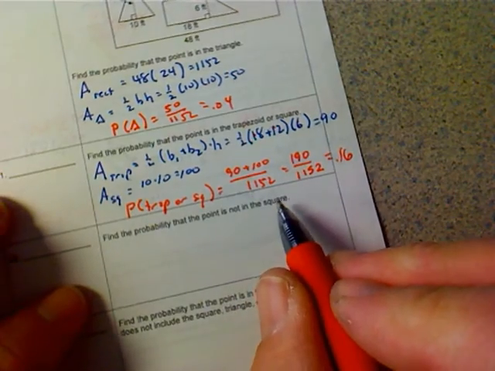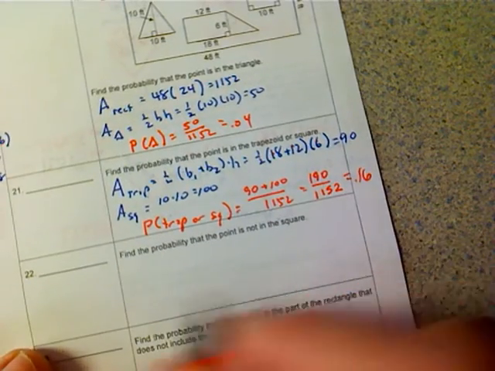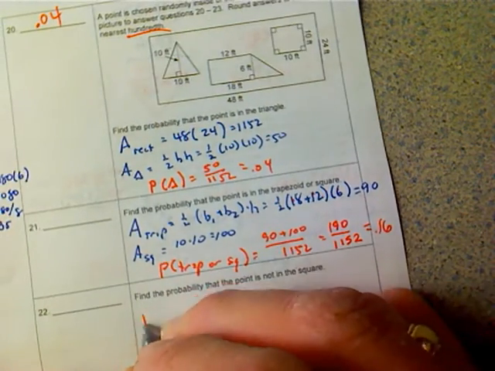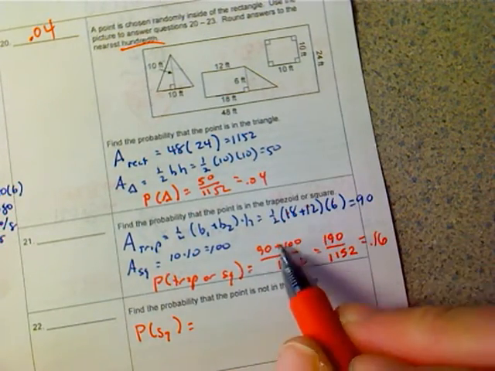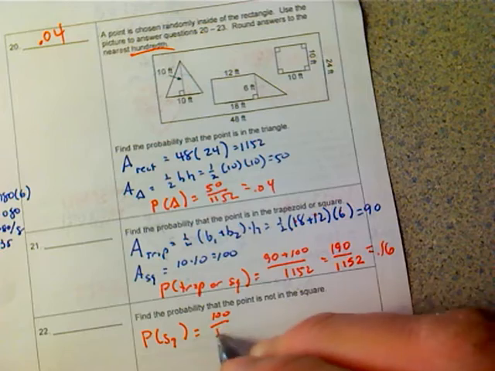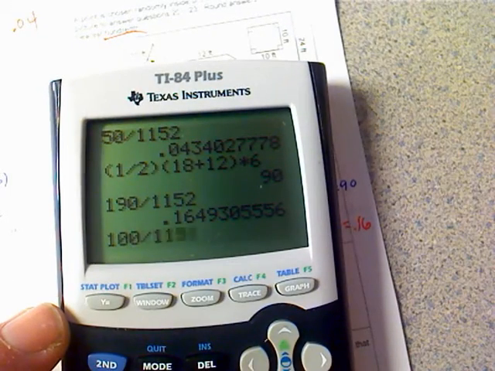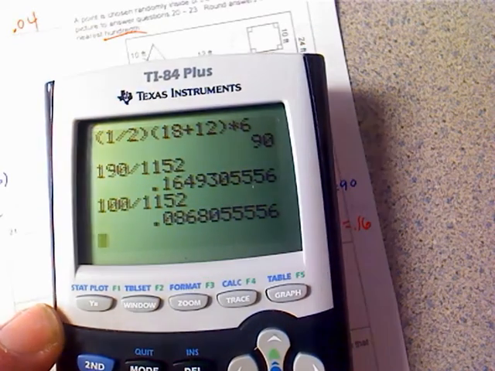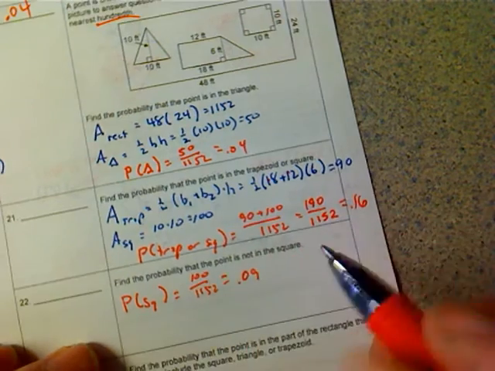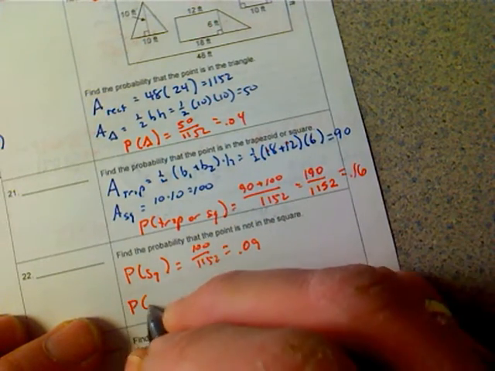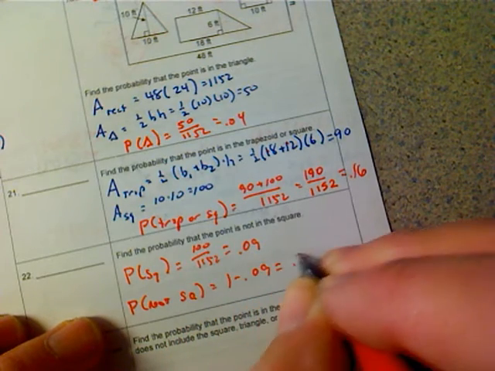Now here it says what's the probability it's not in the square? And so I'll show you a way I would think about it. First of all, what's the probability it is in the square? Well, the probability it is in the square is 100 divided by 1152. That's 0.09. That's the probability it is in the square. So the probability it's not in the square is 1 minus 0.09.